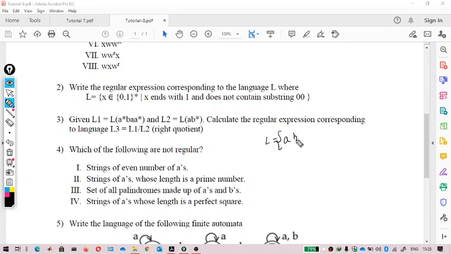So it will be AB. The smallest one will be this, and because it is divided by this one, I will take another language like ABA, something like this. Okay, now L2 will be AB star.